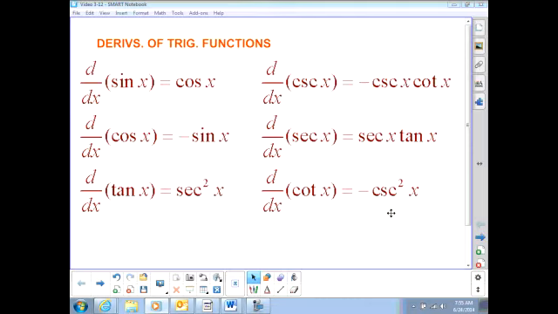Now, if you don't have those memorized, just keep in mind you're never stuck, because you can always just use your quotient rule. If you have tan x, just rewrite it as sine x over cos x and do your quotient rule. If you have cosecant x, write it as 1 over sine x. Use your quotient rule. Secant, 1 over cos x. Use your quotient rule. And cotangent x, write it as cos x over sine x. Use your quotient rule. So again, if you don't have those ones memorized, you're not stuck. They'll just take you a little bit more time to get the derivative.